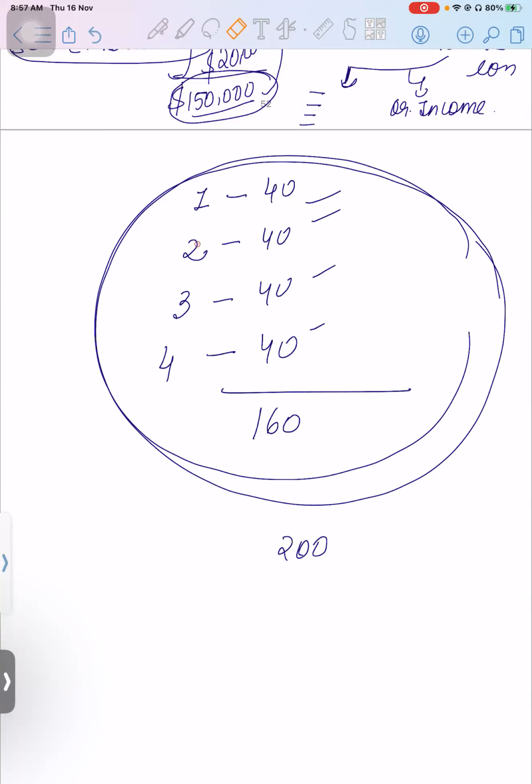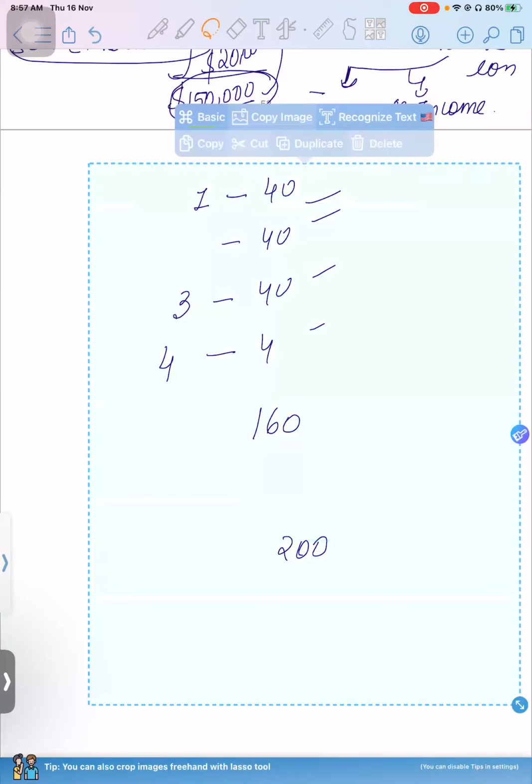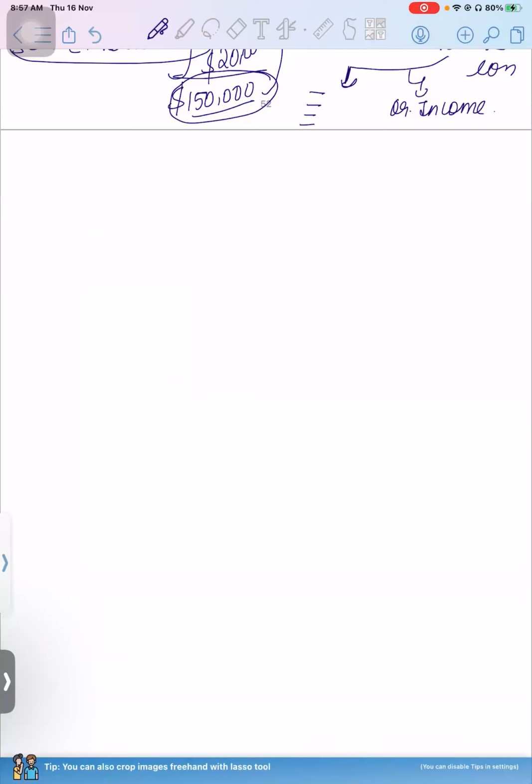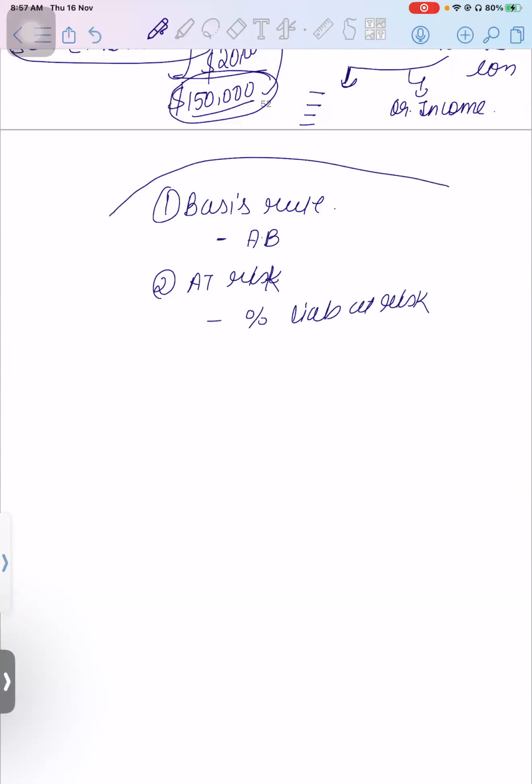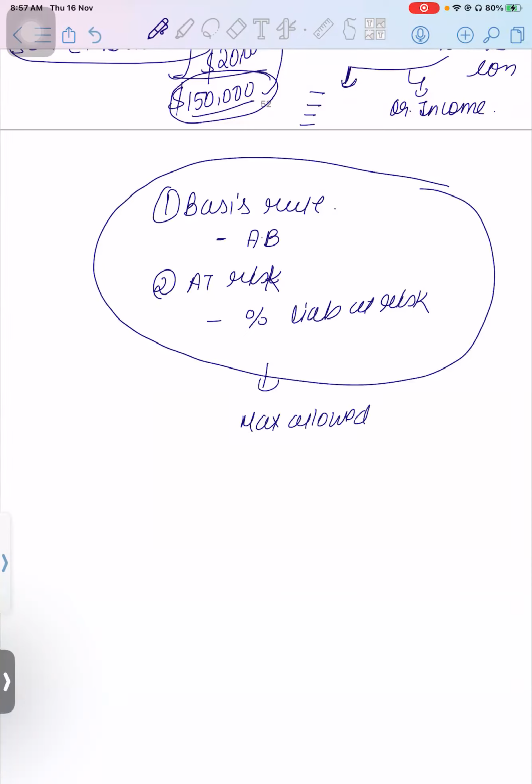Got it, guys? Same way over here, what you need to check is, first, the basis rule. You need to check the adjusted basis. Second is the at-risk rule. You need to check how much percentage of liability he is at risk. This much only will be the maximum allowed to set off against ordinary income. The first will be allowed this.